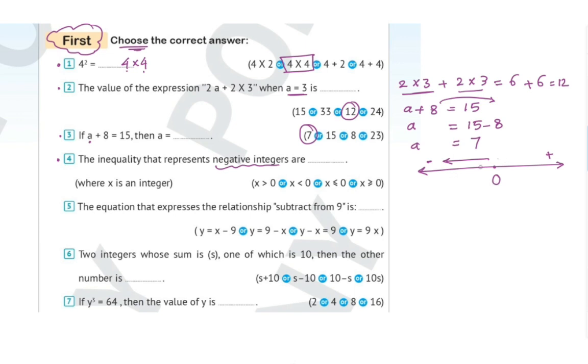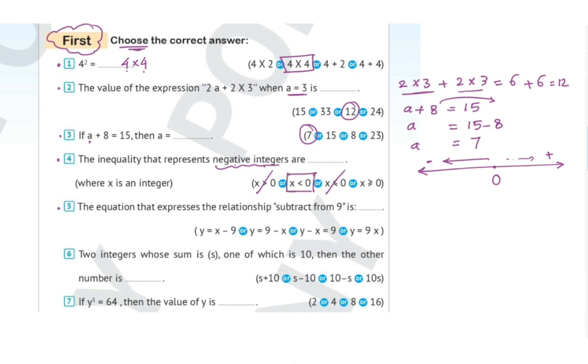Now, the inequality will be x greater than 0? Of course not. Greater than goes to the right. False. x less than or equal to 0? No, equal, no, because 0 is not a negative integer. So the right one is x less than 0.